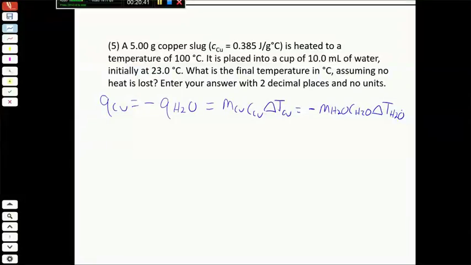And initially you look at this and you might think, well, we have two unknowns. We have ΔT for copper, ΔT for water. And that's technically true, but we're going to rewrite those, remembering that for both of these, ΔT is equal to the final temperature minus the initial temperature.